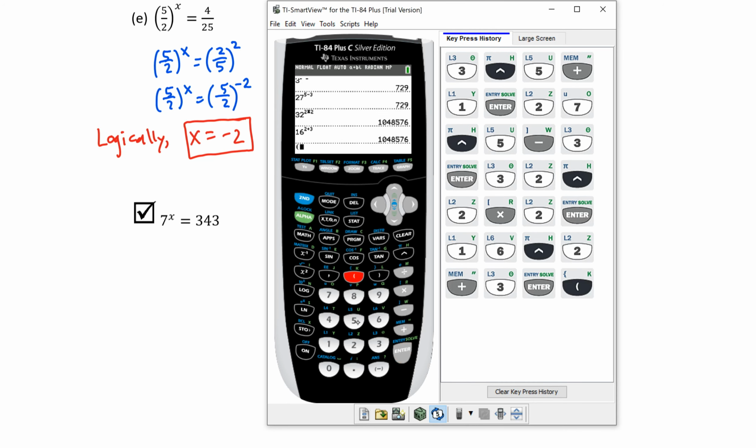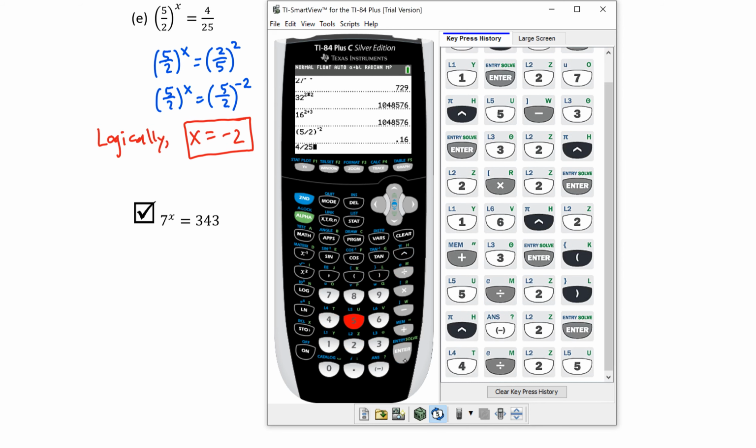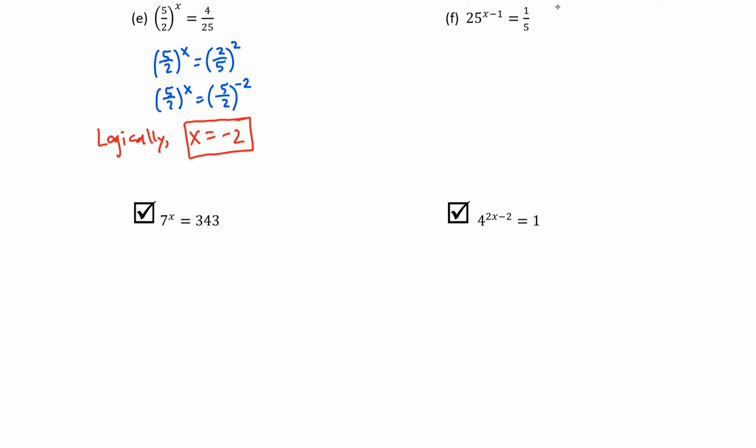The left side I'm going to type in as 5 halves raised to the negative 2. And that gives me 0.16. And notice on the right side, 4/25 has the same value. So don't forget about using a negative exponent to invert a fraction. This will be helpful on the next example as well.